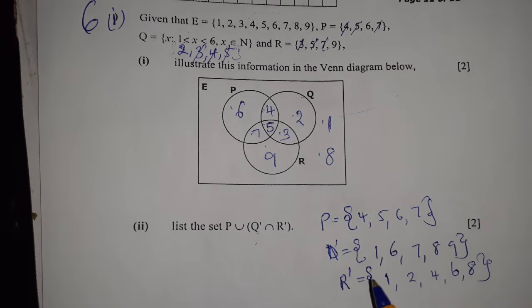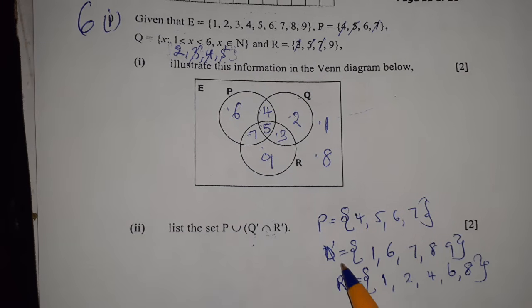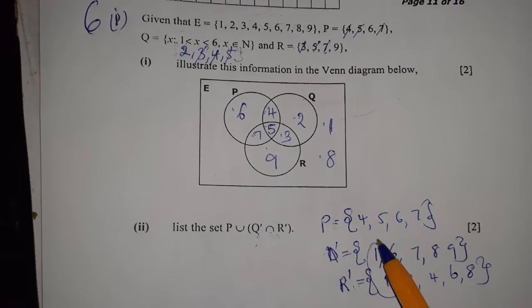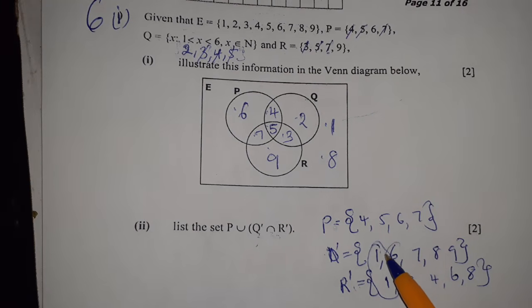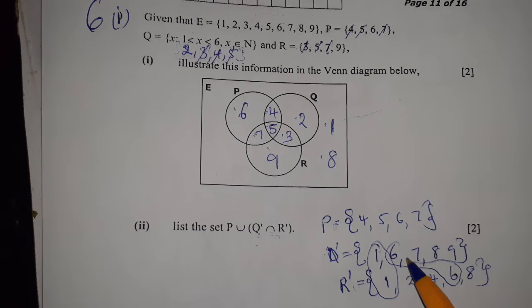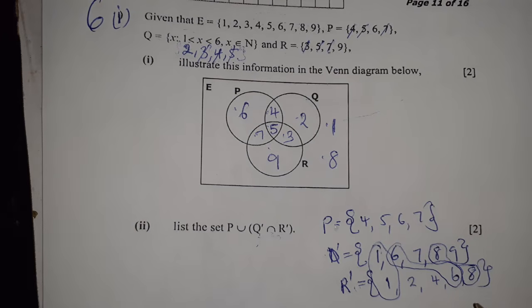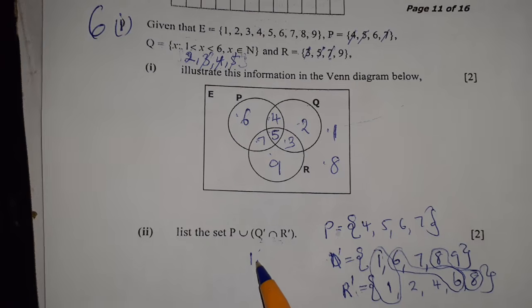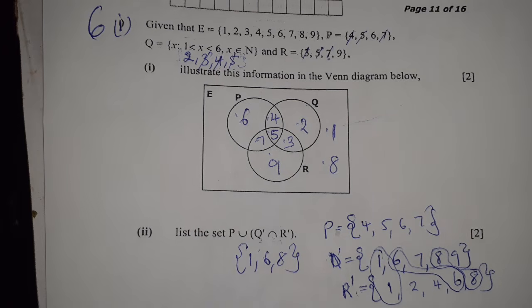Then, now we want the intersection. We come to this one now. We want the intersection, elements that are found in these sets. 1, I have seen 1. 6, I have also seen 6. And 8, isn't it? So the elements that are found in these sets are 1, 6, and 8. Those are the elements that I have seen myself.